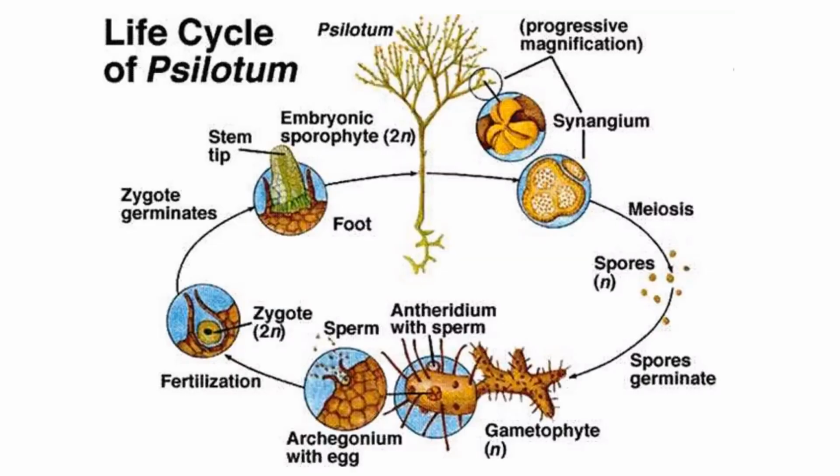You can see the life cycle of Psilotum. So the majority of the life of Psilotum is in the diploid phase, diploid cell type. So it is called a diplontic life cycle.